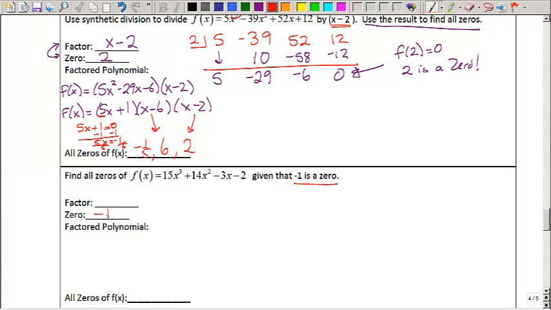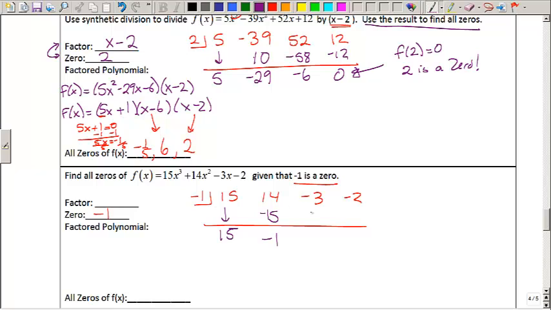So I would like to verify this using synthetic division. The negative 1 is the zero that goes inside the box. Using synthetic division, I drop the 15. 15 times negative 1 is negative 15. Add, you get negative 1. Negative 1 times negative 1 is positive 1. Add down, you get negative 2. Negative 2 times negative 1 is positive 2. Add down, you get 0.